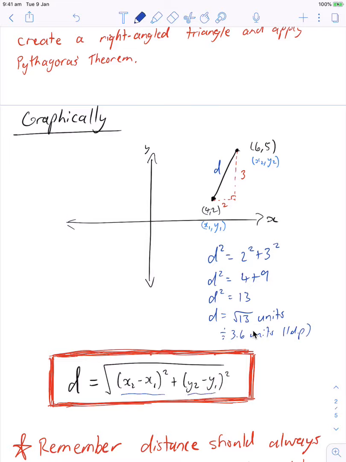Now once again, it doesn't actually matter which coordinate you choose as x1, y1 and x2, y2, but we just got to be consistent to make sure that we're finding those.